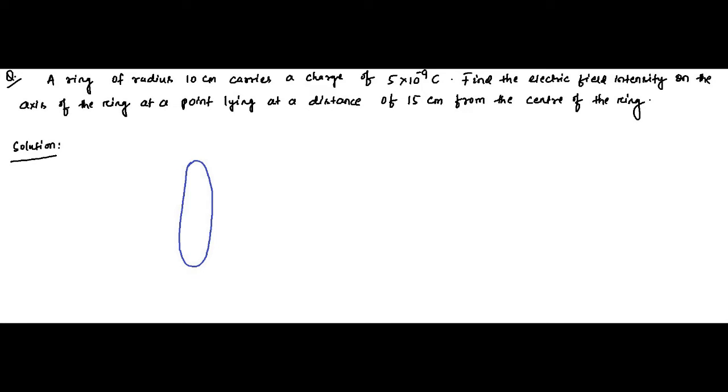So here this ring has radius 10 centimeters, and we have to find the electric field intensity at a point P lying at a distance of 15 centimeters from the center. This is the radius r equals 10 centimeter.